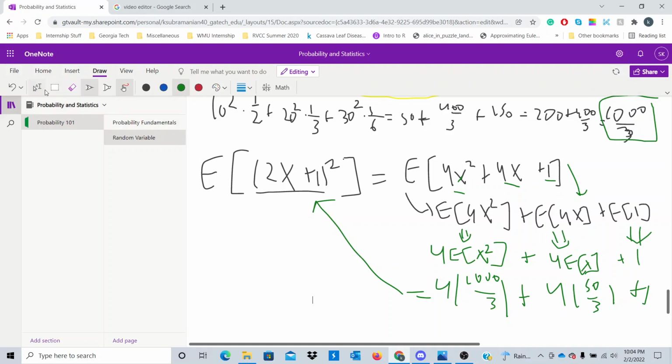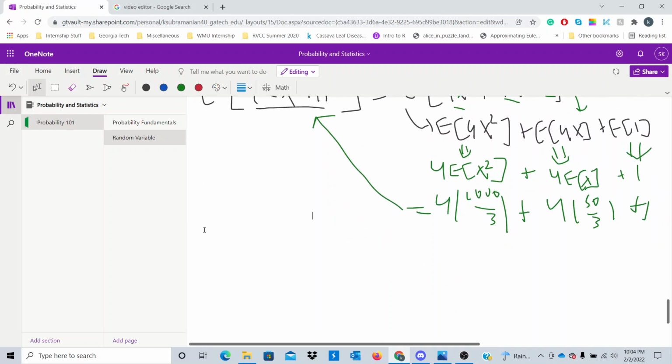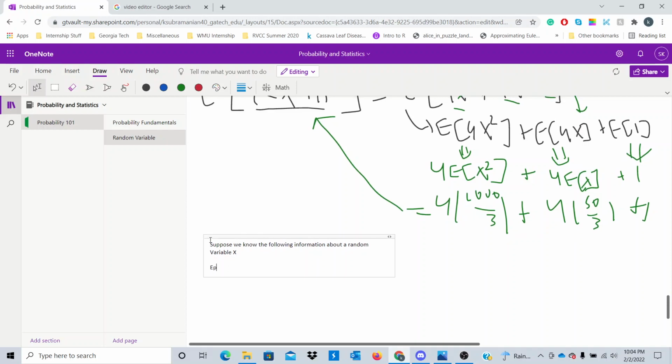Now, let's do a little bit of an interesting problem. Here's another quick interesting problem that I find. Suppose we know the following information about a random variable x. We know that the expectation associated with this random variable is going to be 5, and we also know that the variance is 3. Given this knowledge, let's compute the following expectation.